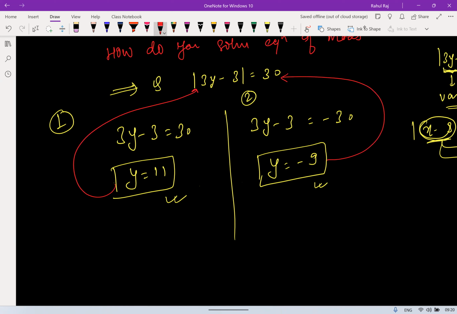Now imagine mod can only be on one side. Like you can't give one mod equal to another mod. That is also good, but I'll come to that point. Before that, be clear with this. If you plug in 11 and minus 9, you get the same answer. That's good. So let's say this is quantity A.